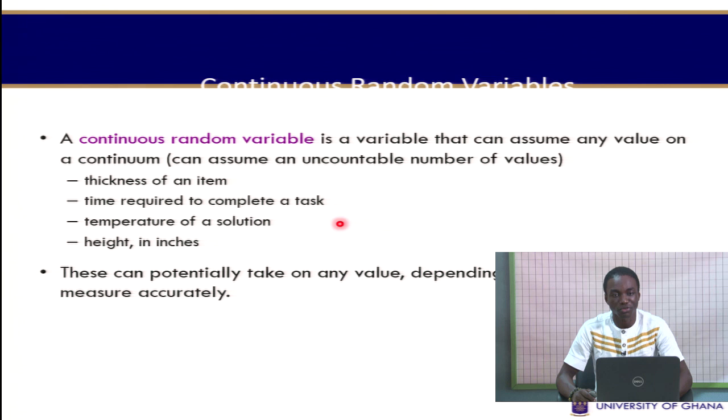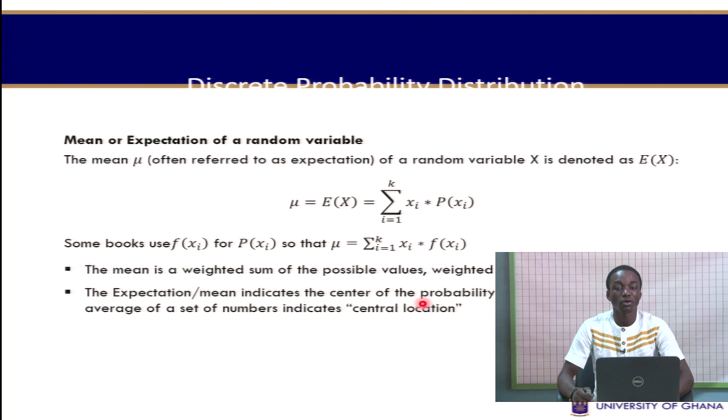The time required to complete a task, 1 hour, 30 minutes, can be translated to, let's say, 1.5 hours. The temperature of a solution measured in degrees Celsius, you can have temperatures ranging from 26.5 degrees and so on and so forth. The height of an individual or anything is also a continuous random variable. Now, this can potentially take on any value depending only on the ability to measure accurately.